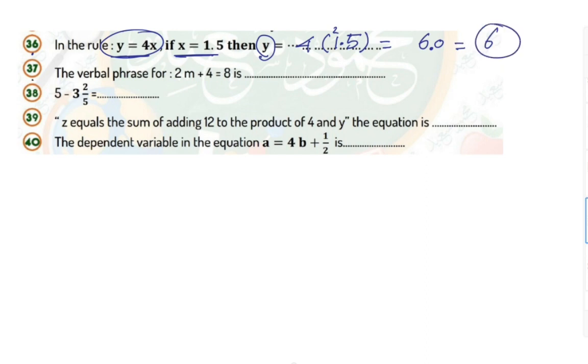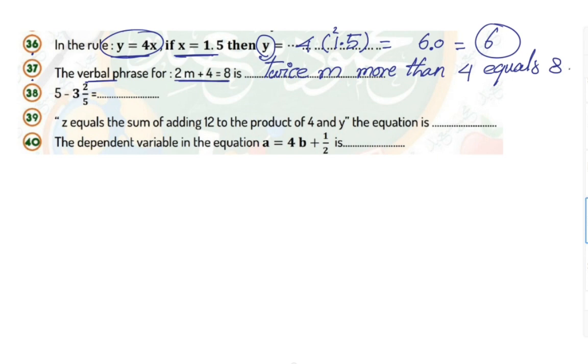37. The verbal phrase for 2m plus 4 equals 8. We have an equation and I need to turn it into the verbal phrase. 2m, that means what? Twice m. Plus 4 means more than 4, or added to 4. That's the same. More than 4 equals what?